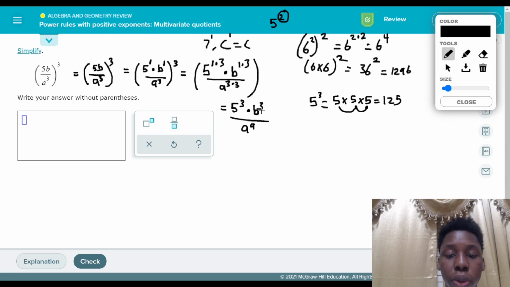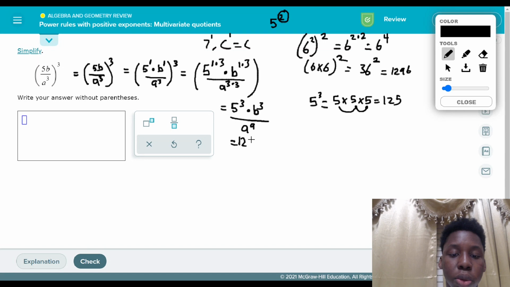But we can't do the same thing for b and a, because they are letters and we don't know what they actually are. If we knew what they were, that's when we could work with them. But in this case, we don't, so we can only stop over here. We can only work with 5, because we know the number here is 5. So we know 5 to the power 3 is 125.